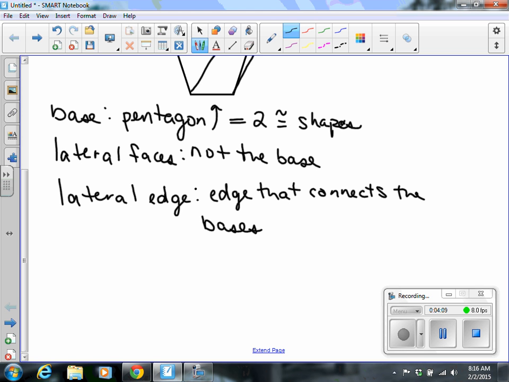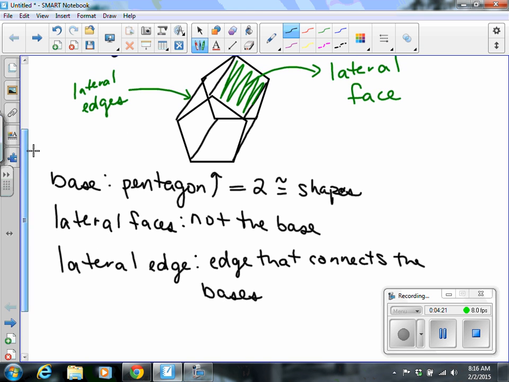Just as a double check, in case you need to write this down, a vertice or a vertex is where our edges meet. So if I'm looking at my picture, right here, this point, we know is a vertice or a vertex. We've talked about this before, dealing with angles. It's where our angles meet. This is the same thing when we're going to a three-dimensional shape. Okay.